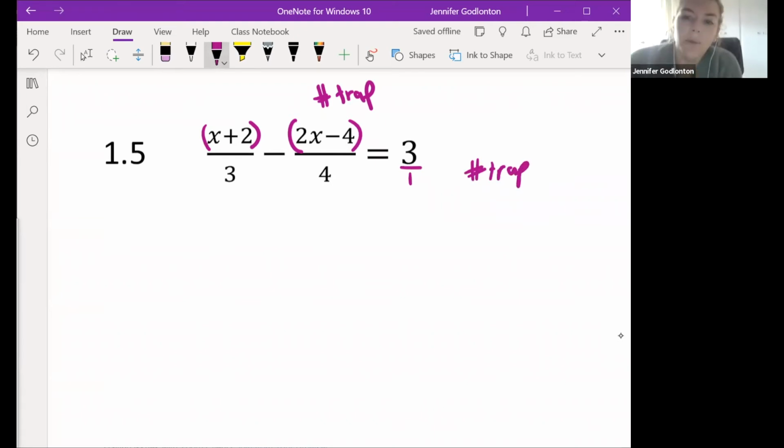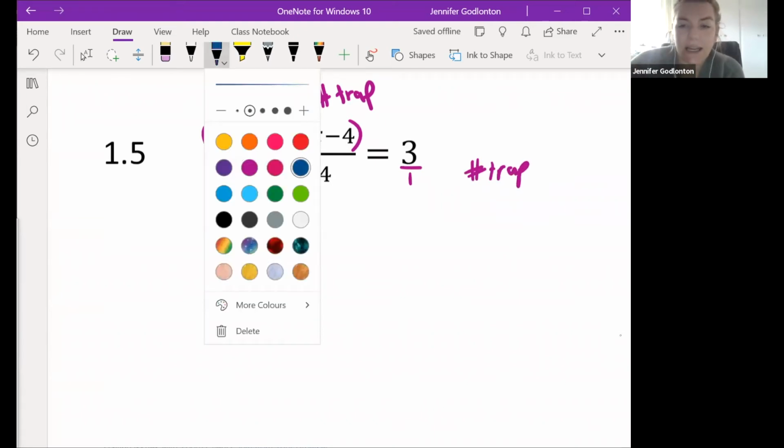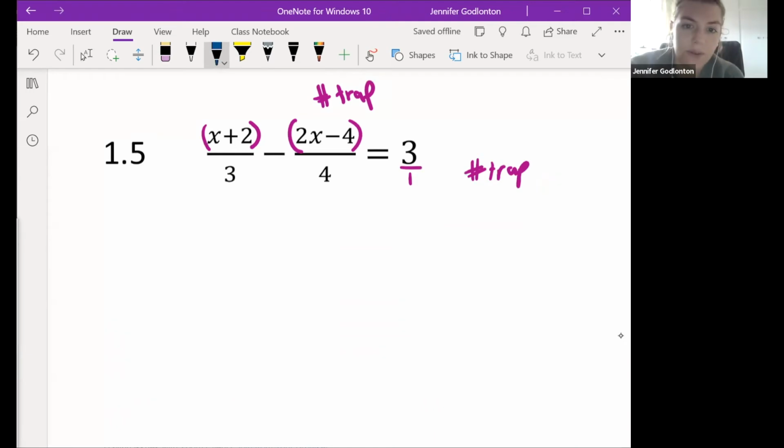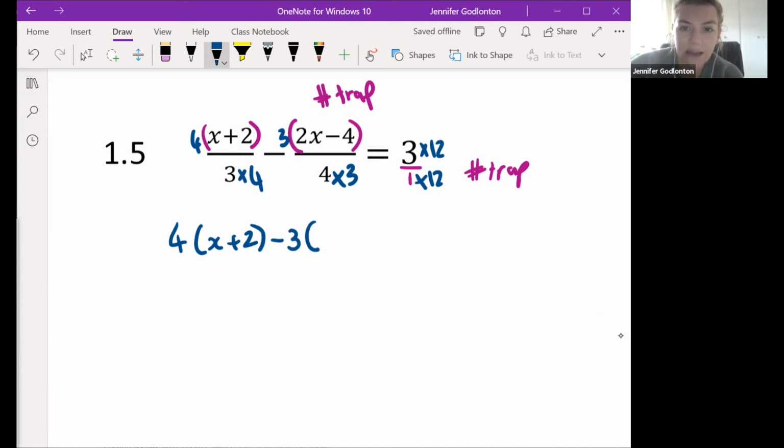Okay, so what we're wanting to do is get our LCD. Our LCD here is going to be 12. So we're going to multiply that by 4, that by 3, and that by 12. So that's going to look like this: 4 times (x plus 2) minus 3 times (2x minus 4) is equal to 12 times 3. You don't have to have it in brackets. You could just say 12 times 3, or you could jump straight to 36. We don't need to write our LCD because it's common, so we can drop it.